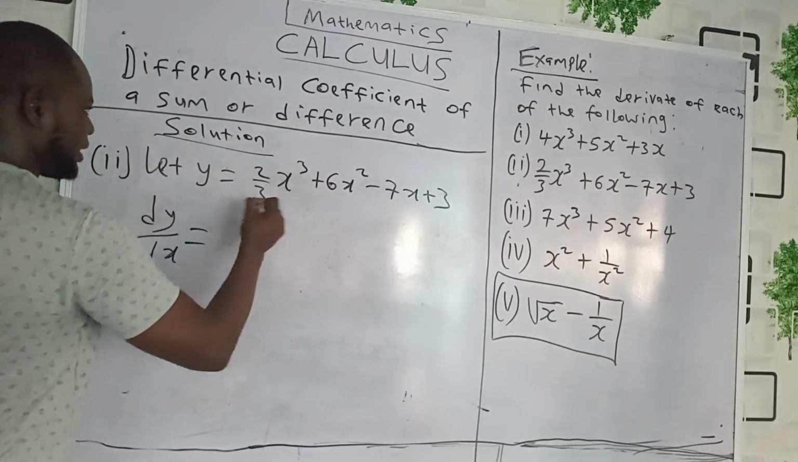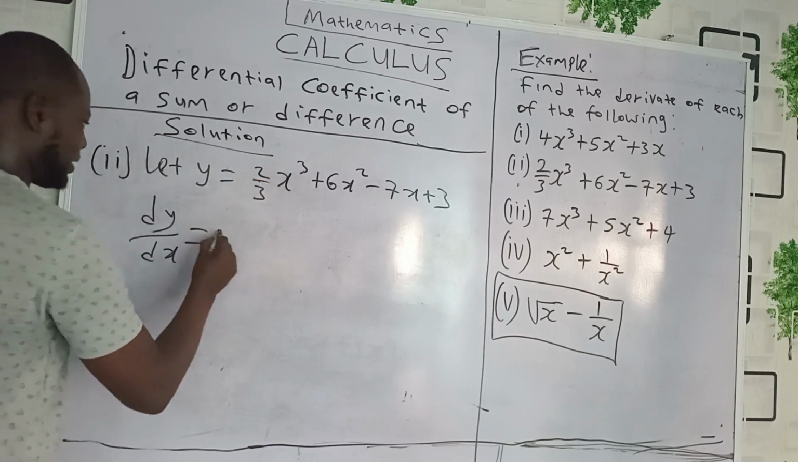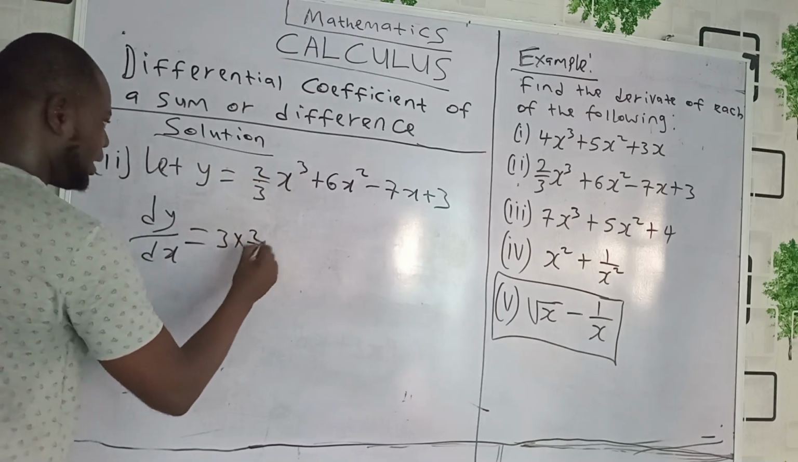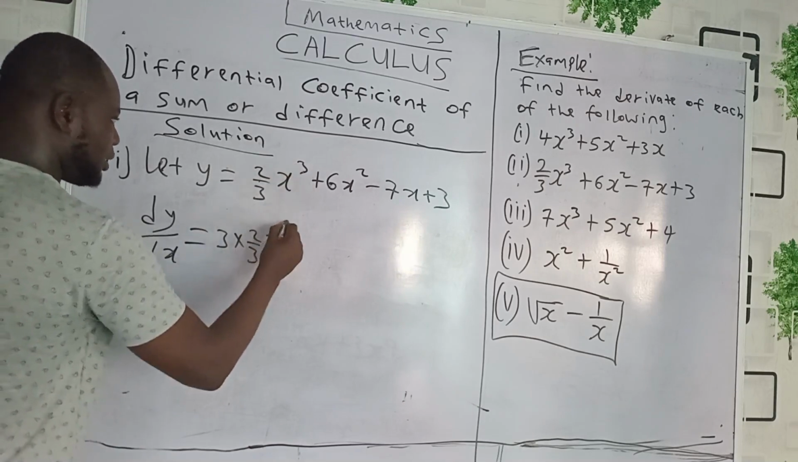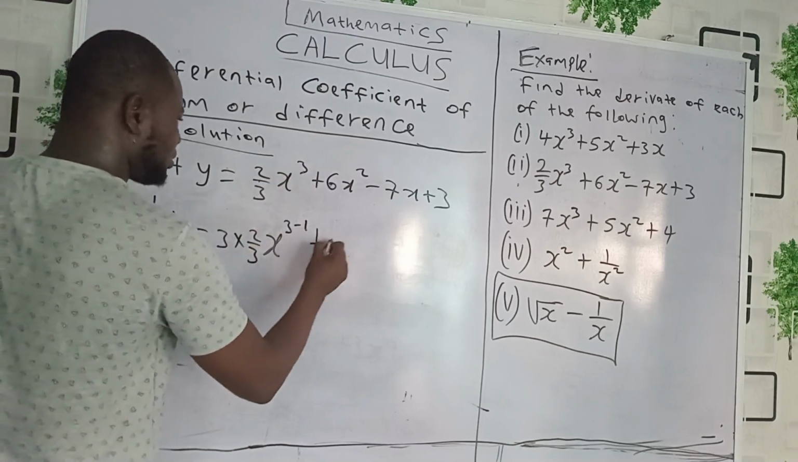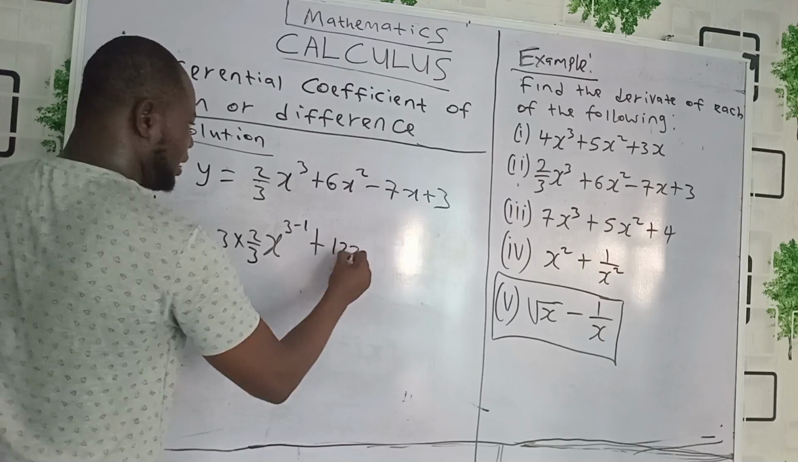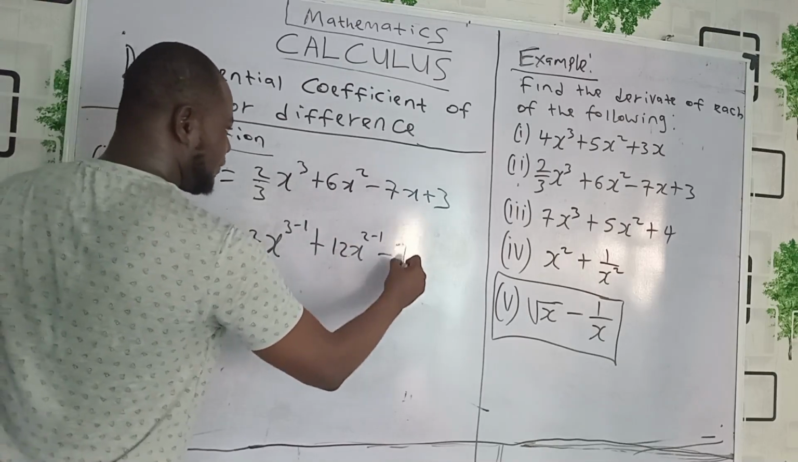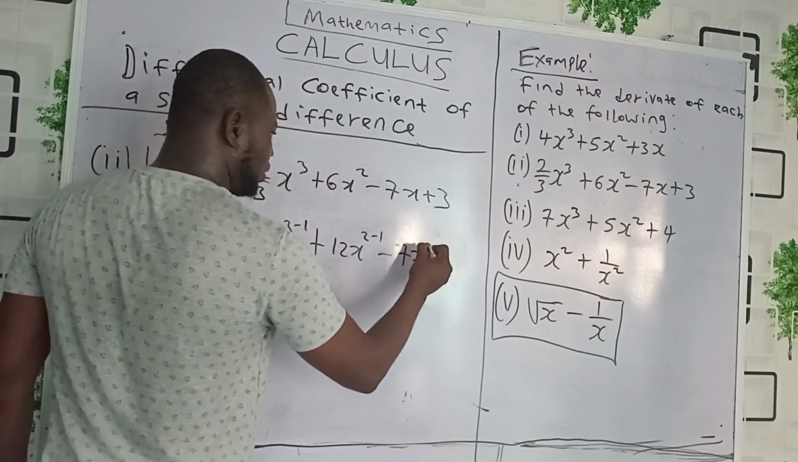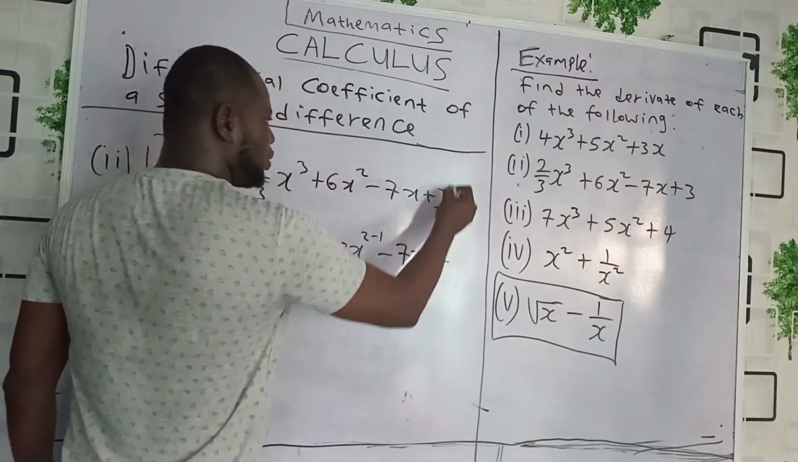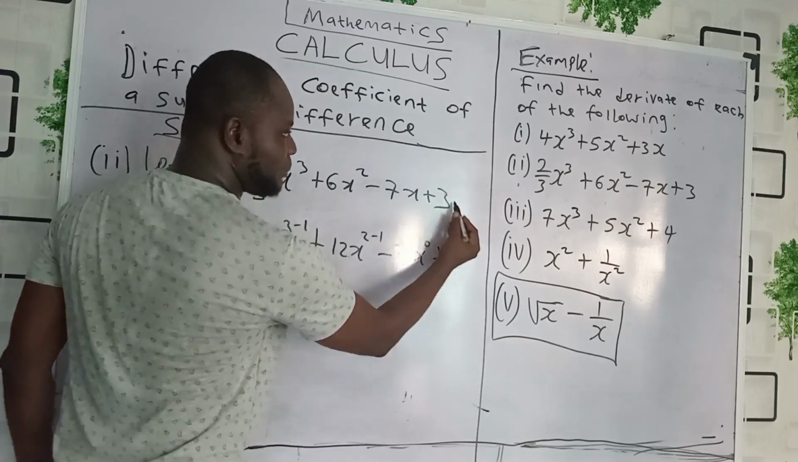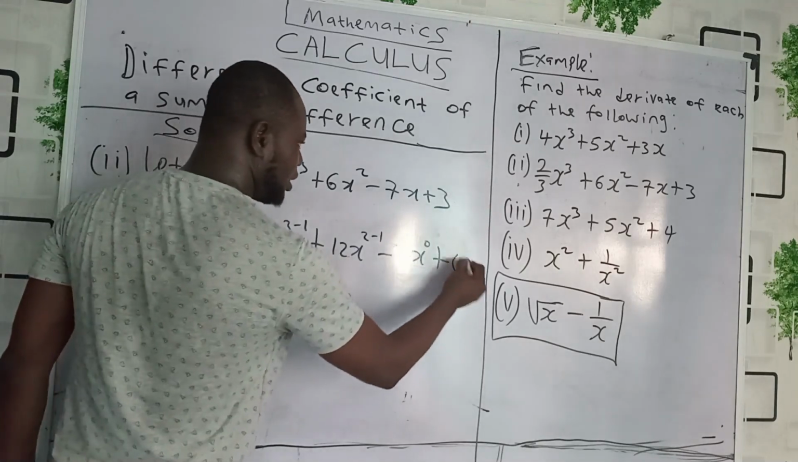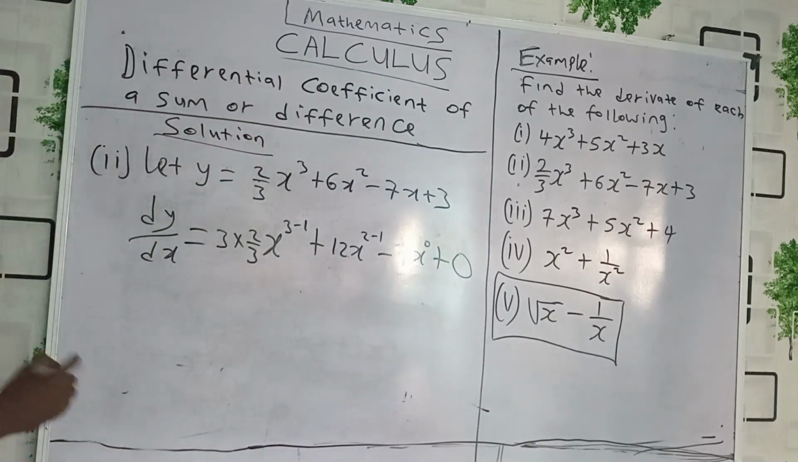Let us differentiate this. What will it be? 3 times 2 over 3, that's 3 multiplied by 2 all over 3. Then x raised to power what? 3 minus 1. Beautiful. Plus 2 times 6, 12, x raised to power what? 2 minus 1. Beautiful. Minus 7x raised to power what? 1 minus 1, 0. Then plus, when you differentiate a constant, this 3 is a constant because there's nothing like x here, okay? It will be 0. So, are you with me?